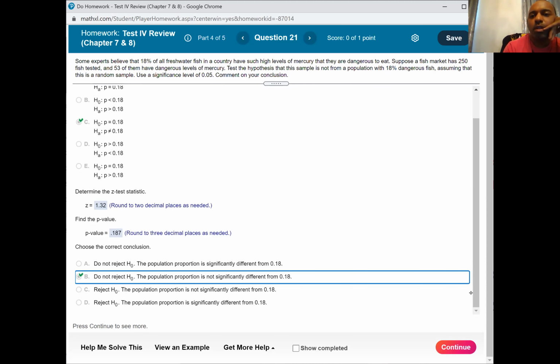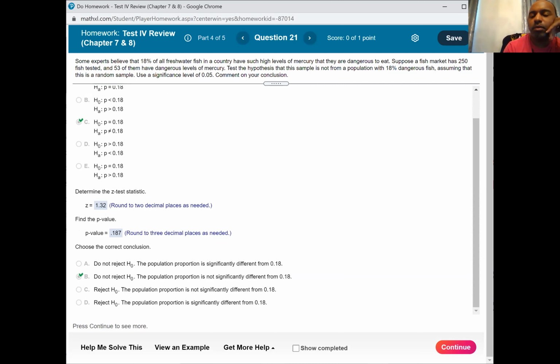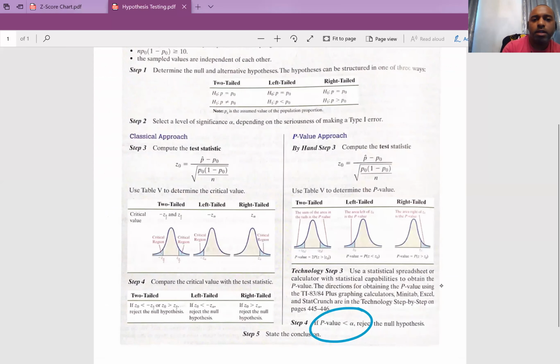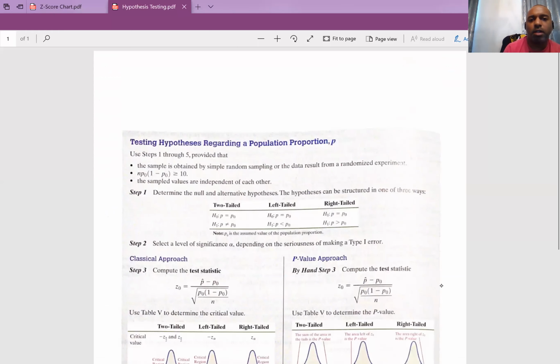All right. Questions on what we did there? Everybody good? Everybody straight? So that's your hypothesis testing. Once again, going here, you should have gotten these steps.